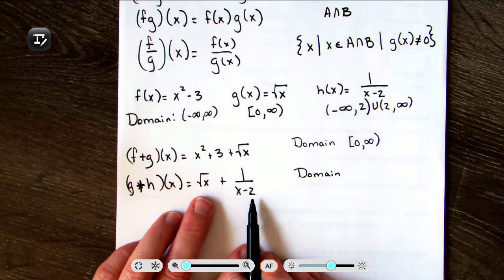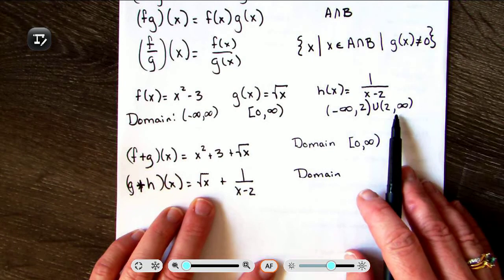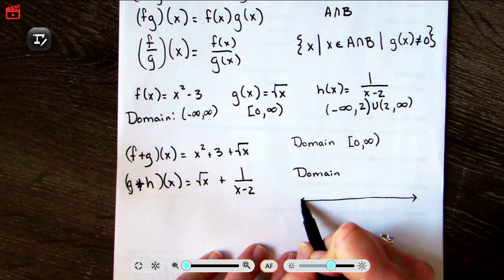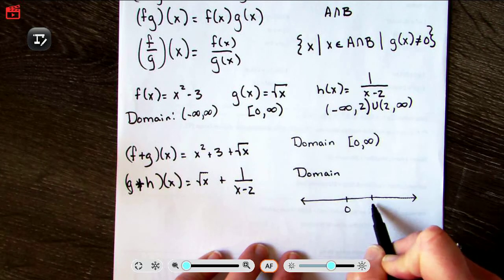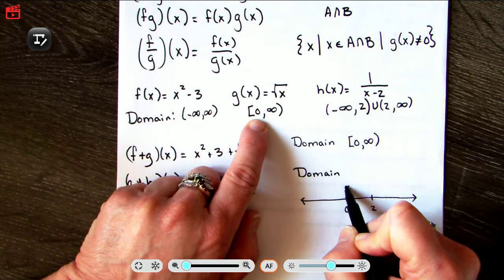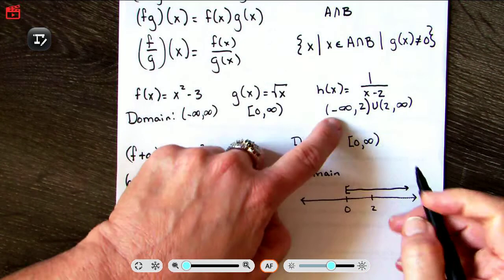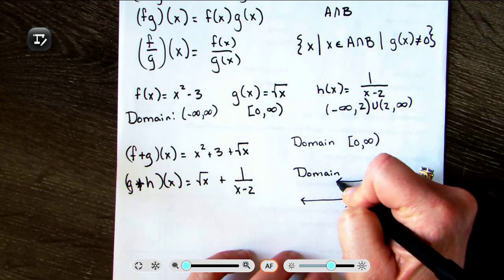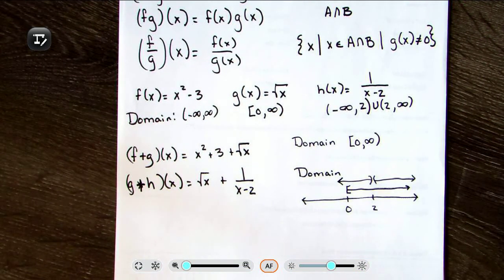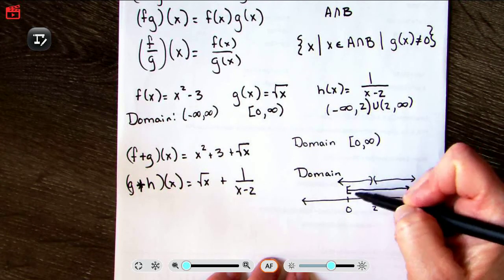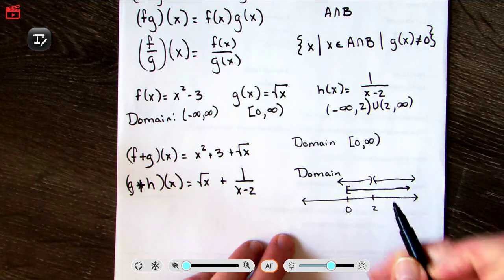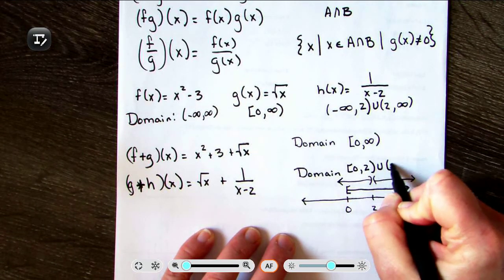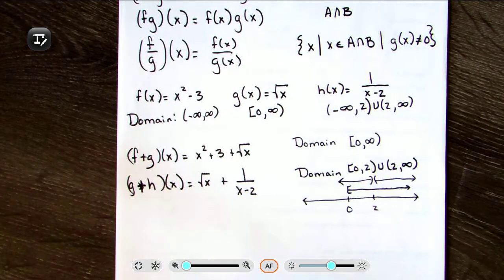Now our domain here is what these two have in common. I'm going to draw a little picture so you can maybe see it better. So here's my 0, here's my 2. G goes from here all the way up. H throws out that 2. So I want to know where they overlap. They overlap here and here. So our domain is going to be from 0 to 2, and then from 2 to infinity. So there is my domain.